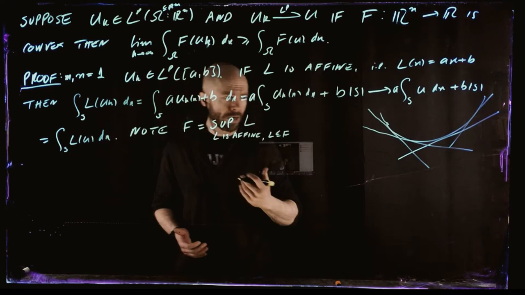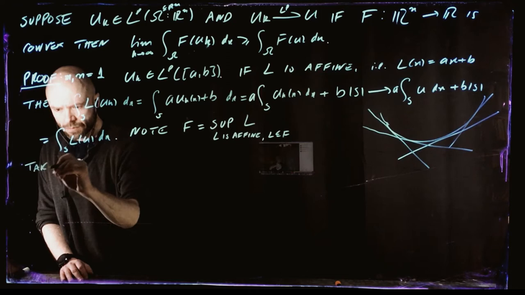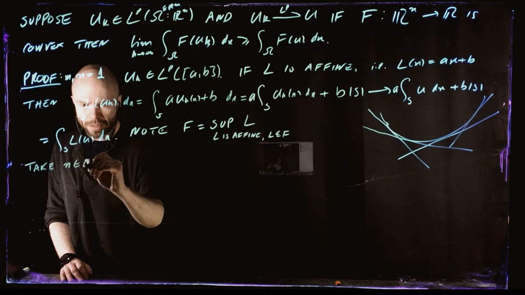Then we could make this a little bit more concrete, we could break this into stages. So you can take n belonging to the natural numbers, and then pick a family of affine functions.